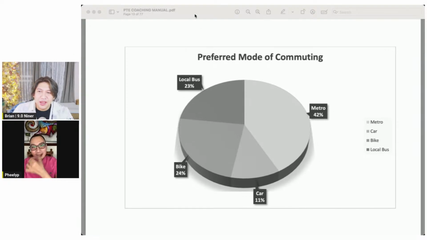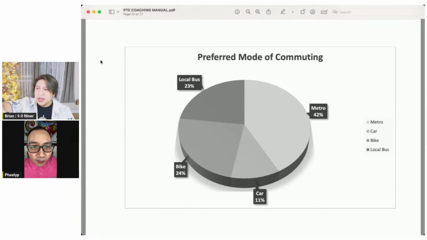So this is a pie chart, and the highest one is 42% for Metro. That's the biggest chunk, and then we have 24 for bike and 23 for local bus, and then 11 for car. So these are the preferred mode of commuting. Let me repeat the details. 42 for Metro, 24 for bike, 23 for local bus, and 11 for car.